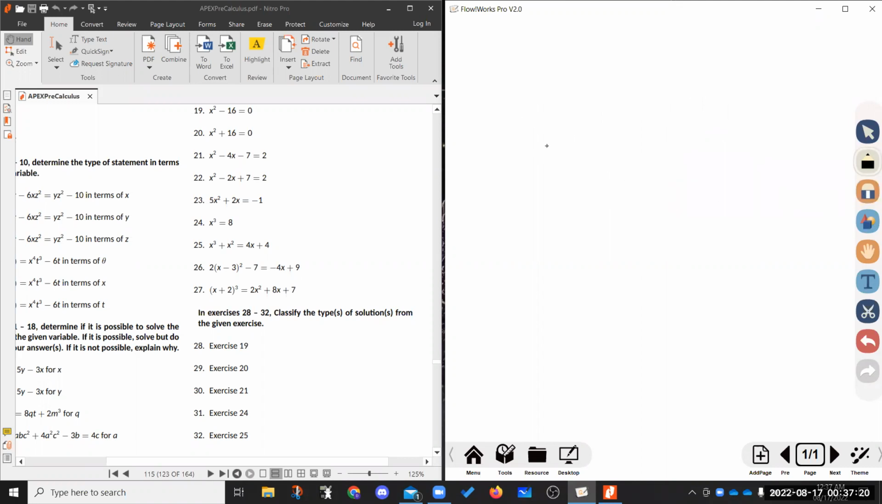Then in 24, we have 1 rational and 2 complex. And in 25, we had 3 rational, I believe. Yes. We had x plus 1 times x plus 2 times x minus 2 was equal to 0, and we came up with 3 rational solutions to it.